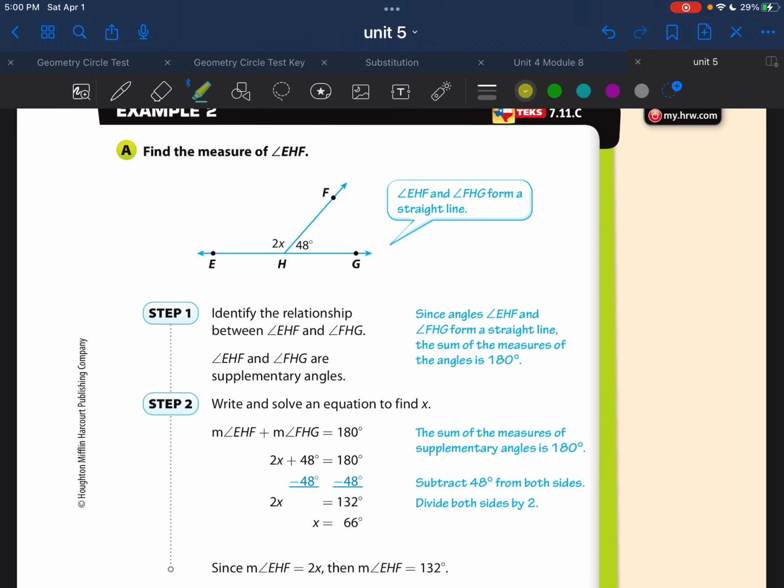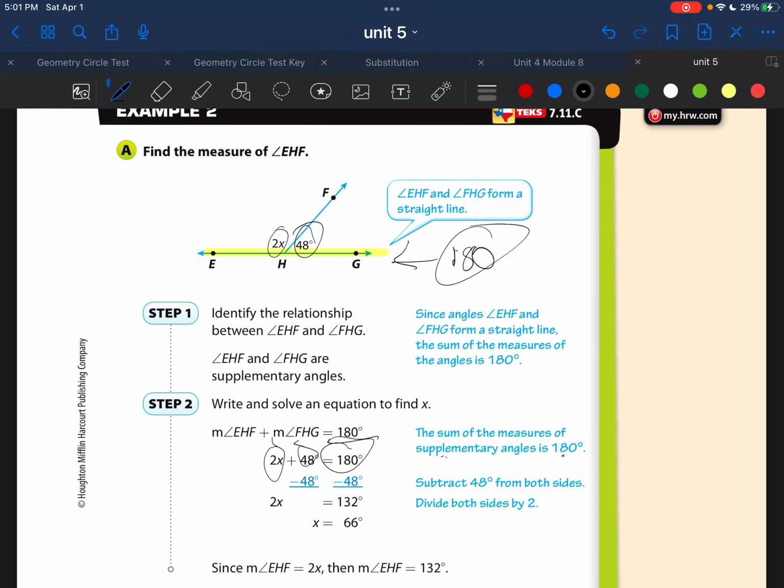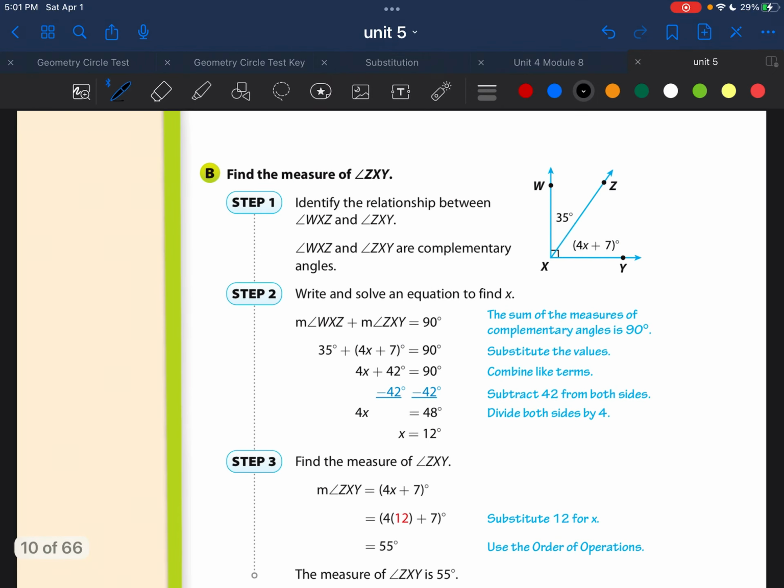All right, you should have gone through and underlined this part here. And they form a straight line. So that means this equals 180. A straight line is always 180. That's where you got this from. Supplementary angles are 180. And then you should have gone through, and we have our 2x, which we got from here. We have our 48, which we got from here. And then we equaled it to 180, which we know is a supplementary angle because it's a straight line. And then we just did our solving for x. Going ahead to the next page.